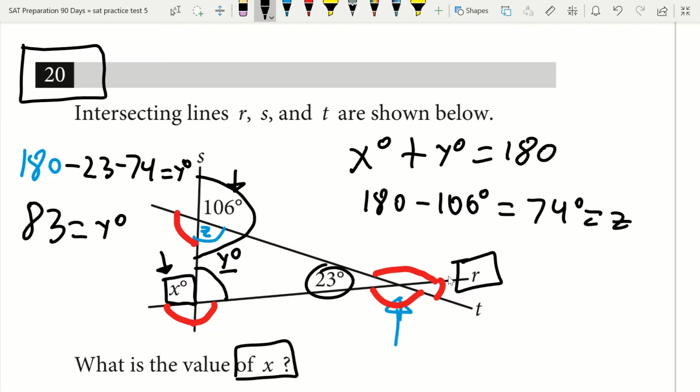Okay, now that we know what angle Y equals, since angle X and angle Y are along line R, and we know along a line is going to add to 180, we take 180, subtract 83, which is angle Y, to get angle X. Okay, and that's going to leave us with angle X equaling 97.